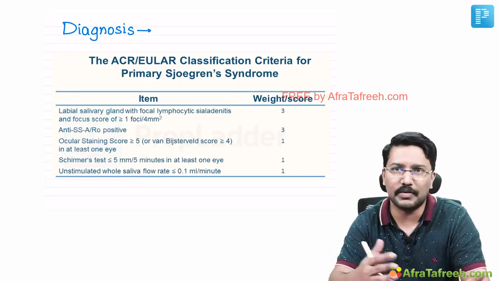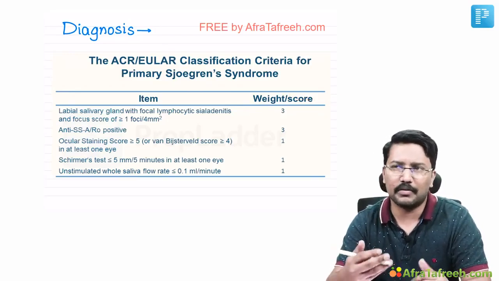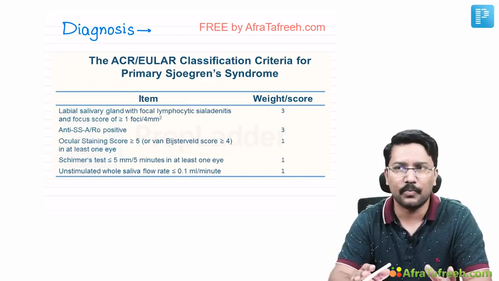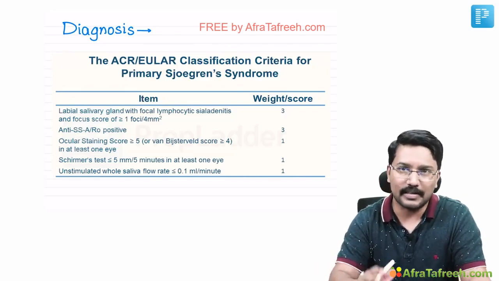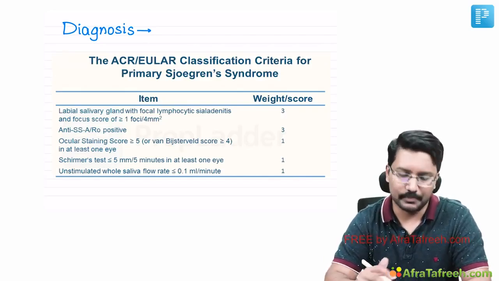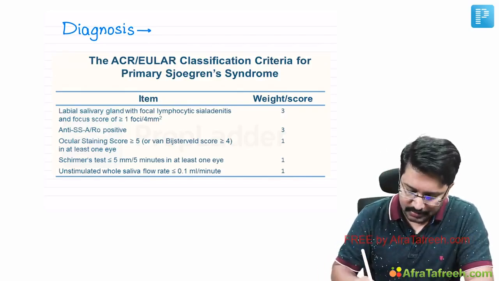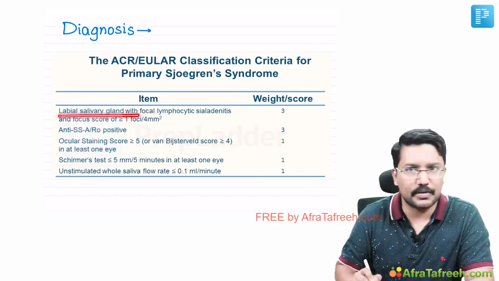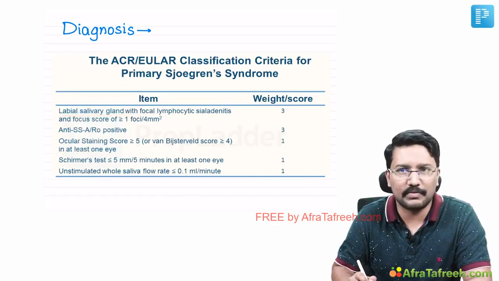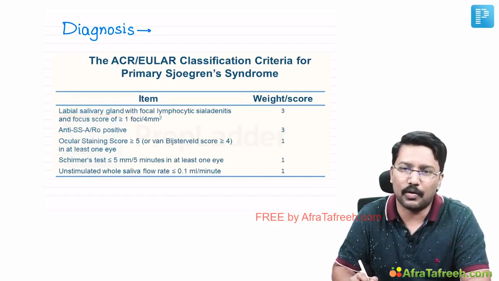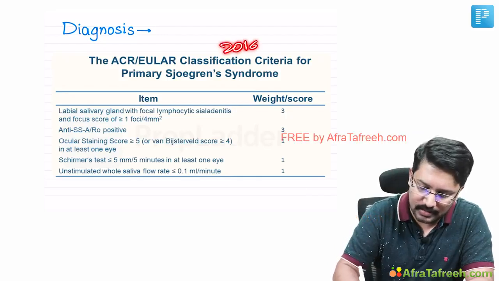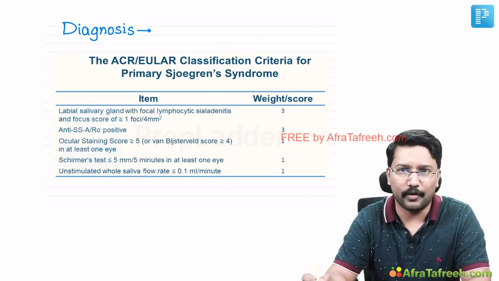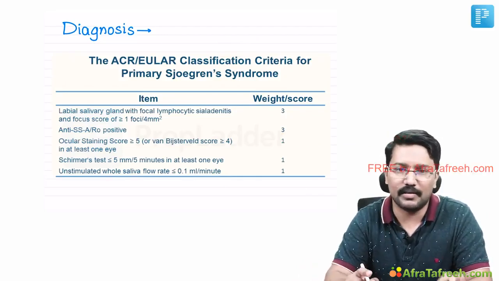You guys already know the difference between the classification and diagnostic criteria, but we generally follow this classification criteria because it makes the diagnosis a little easier, or we feel confident after we classify a case as having a particular disorder, right? What are the components of this classification criteria? We definitely need the labial salivary gland biopsy. It is mandatory for classifying the case as having Sjogren's syndrome according to the 2016 ACR-EULAR classification criteria. Salivary gland biopsy is mandatory, and obviously we are talking about the labial minor salivary gland.